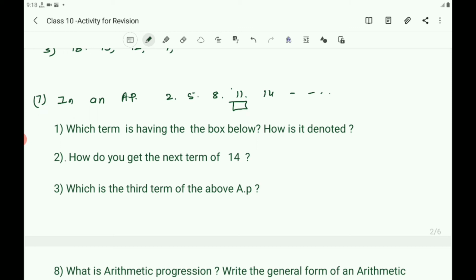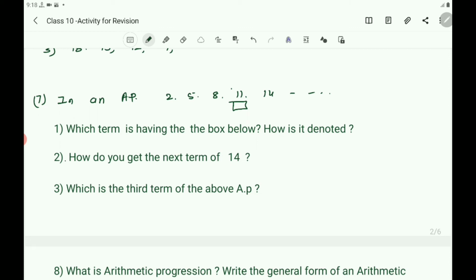Here you find the common difference. It is said that it is an arithmetic progression. If it is an arithmetic progression, it means a fixed number is added to the previous number to get the next number. What is that fixed number? You find that fixed number and add it to 14 to get the next number.